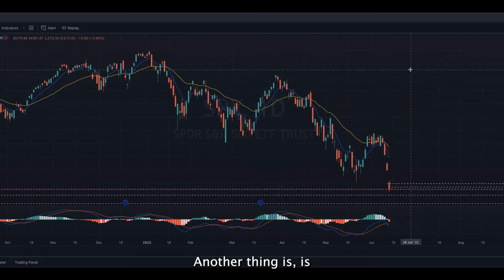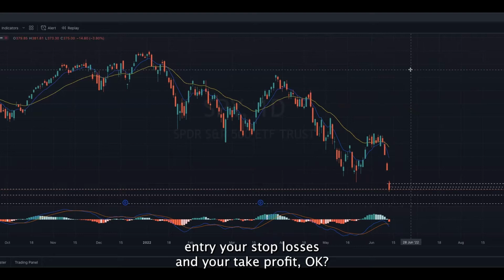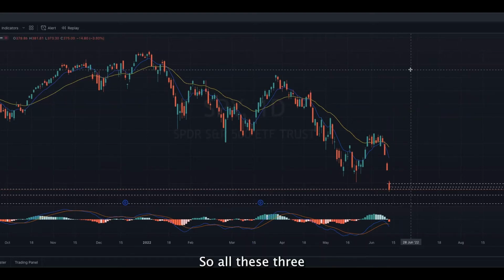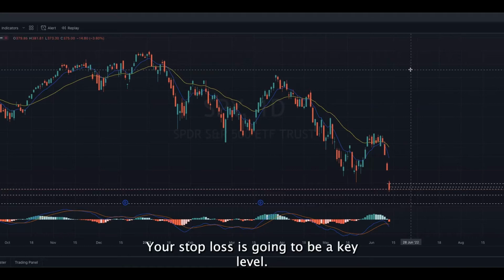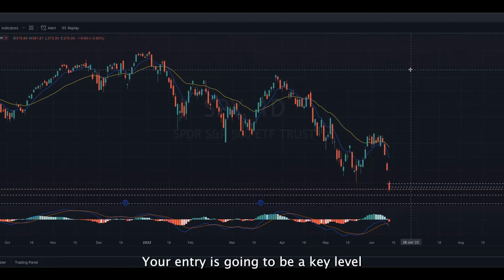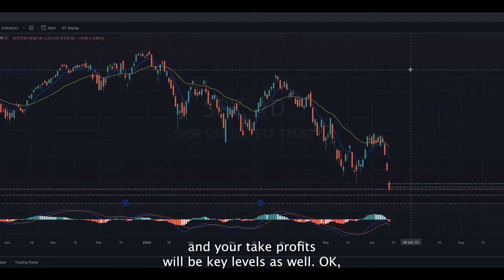Another thing is entry, your stop losses, and your take profit, okay? So all these three result from levels, key levels, right? Key levels. Your stop loss is going to be a key level. Your entry is going to be a key level, and your take profits will be key levels as well.